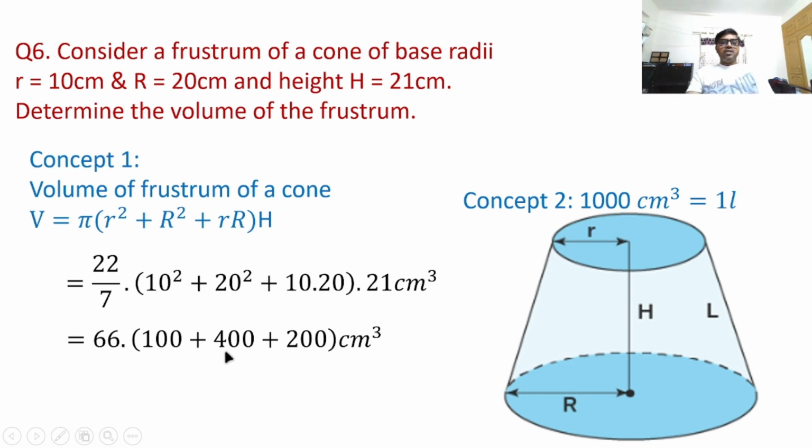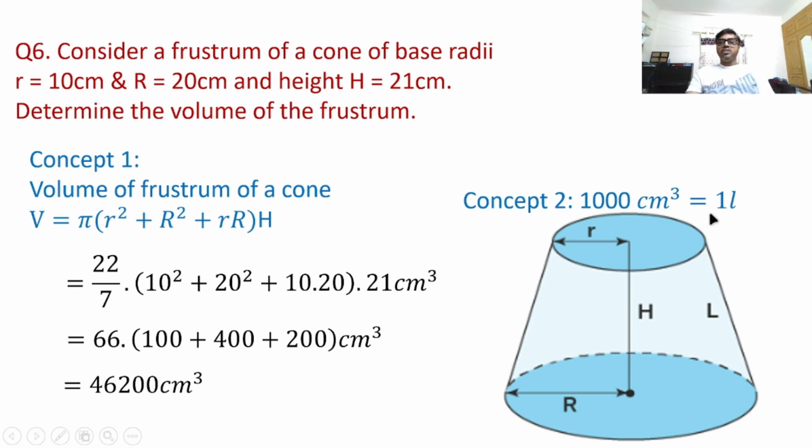Now you see 100 plus 400 plus 200, that is 4 plus 2 plus 1, 700. 700 into 66. 7 6s are 42. 420 plus 42, so you get 46200. 46200 centimeter cube you will get.